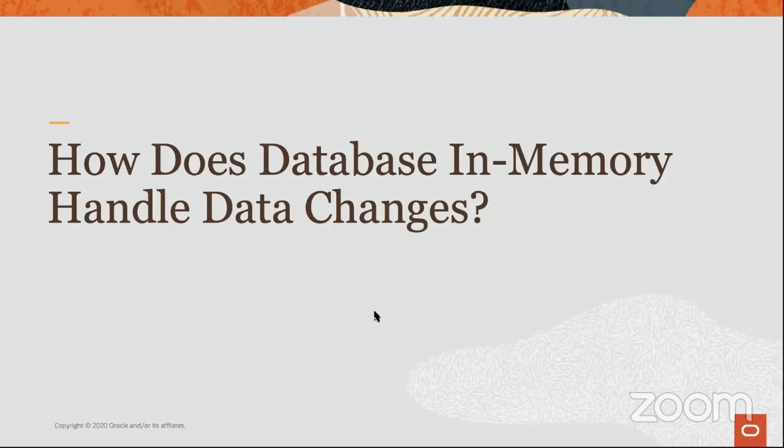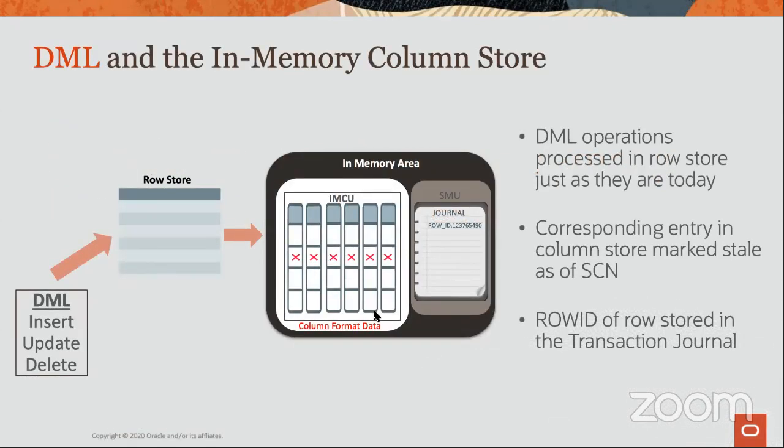So the next question. Usually the technical folks will say, well, compression, and then, well, how do you handle data changes? So let's briefly talk about that. All changes, DML, inserts, updates, and deletes, always occur in the row store. As I said earlier, the Oracle transaction architecture hasn't changed. So all changes are always made in the row store. Actually, the column store is really read-only.